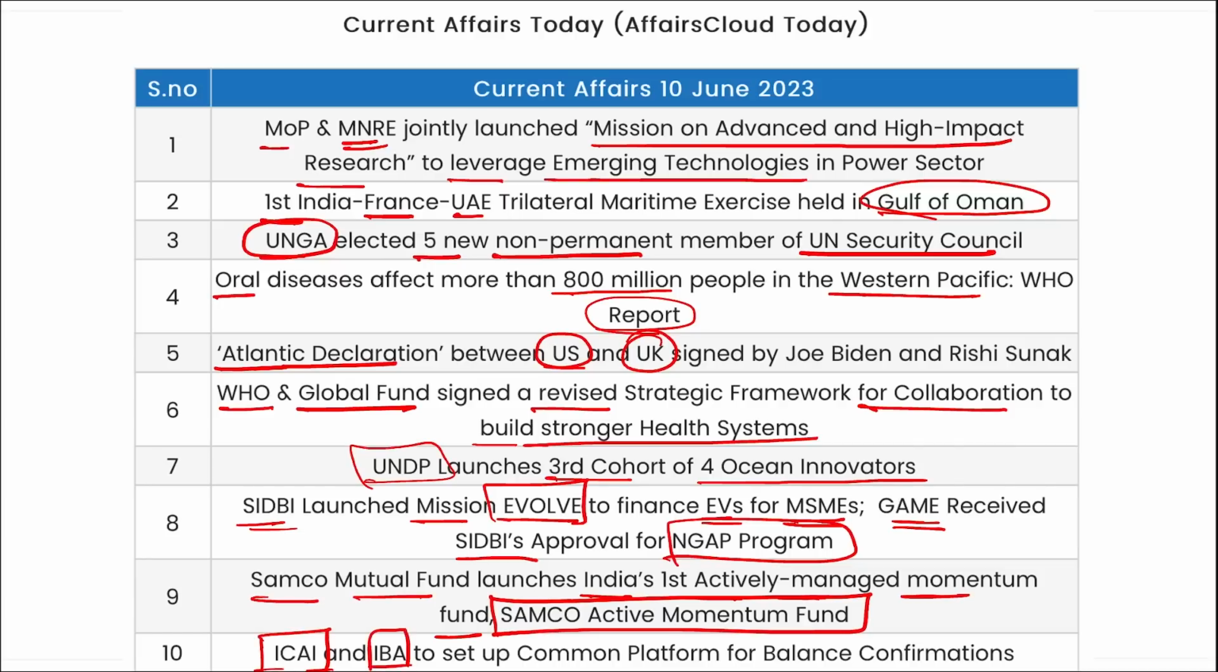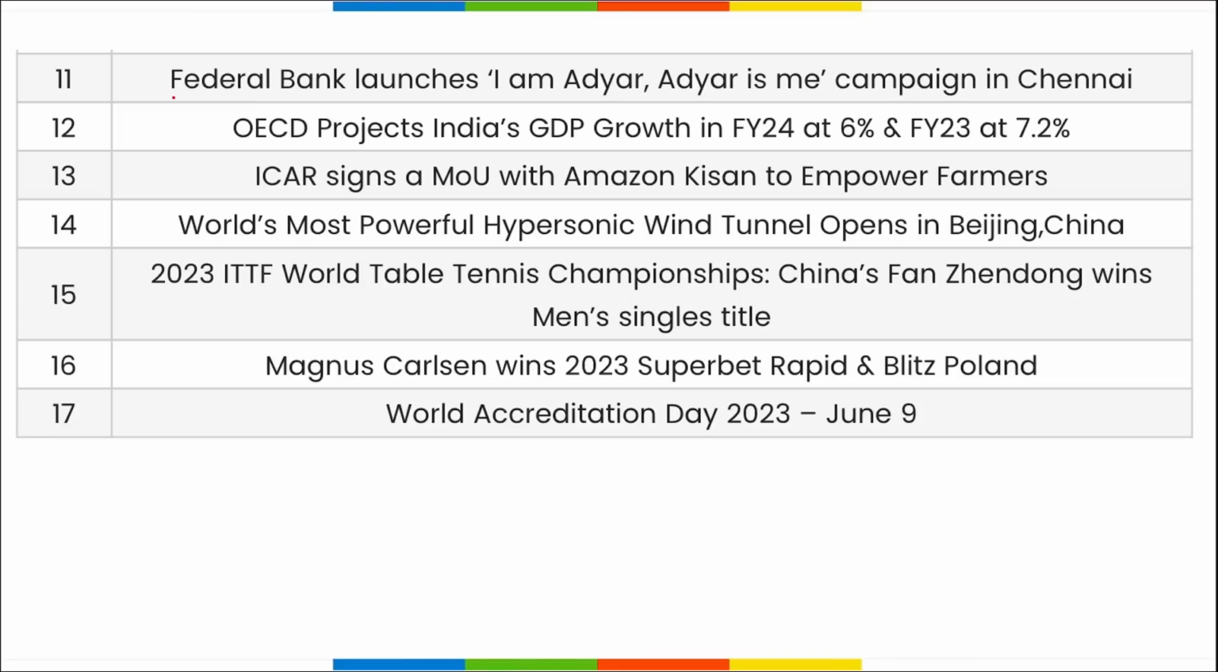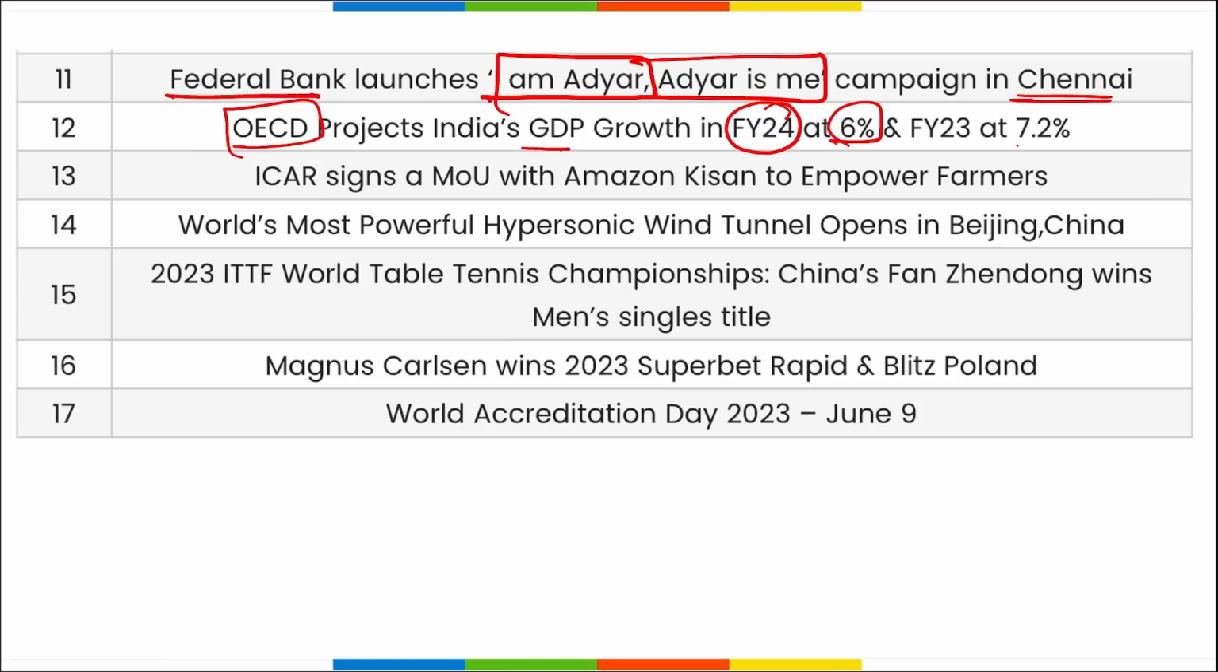ICAI and IBA to set up common platform for balance confirmations. Federal Bank has launched I Am Adiyar, Adiyar is Me campaign in Chennai, Tamil Nadu. OECD projects India's GDP growth rate at 6% for fiscal year 24 and 7.2% for fiscal year 23. ICR signed an MOU with Amazon Kisan to empower farmers.